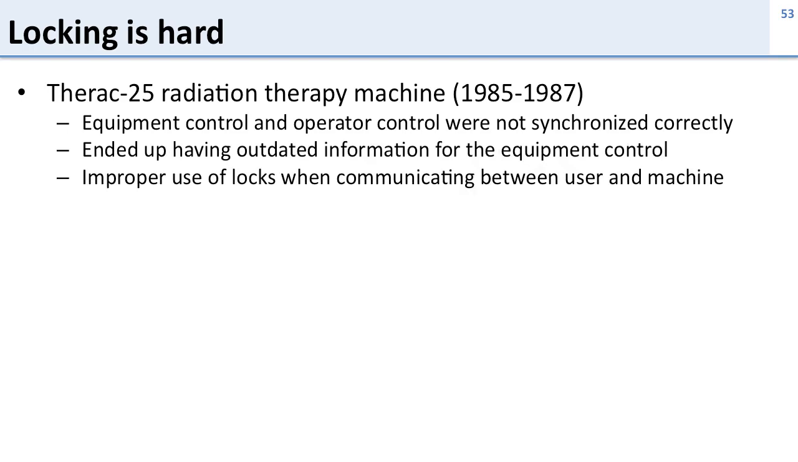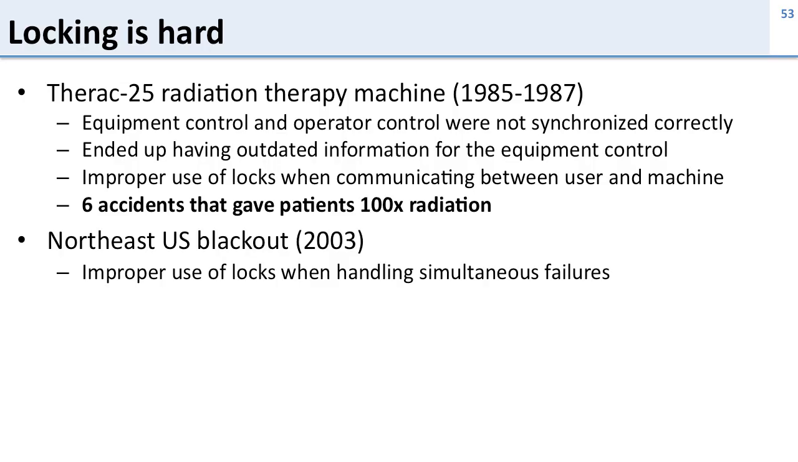So what ended up happening was you got the wrong information to the doctor and the equipment. So the doctor would program a particular radiation level, but the equipment would give a different level. The results were there were at least 6 people who got 100 times as much radiation as they were supposed to. So a very serious result of not having correct synchronization.